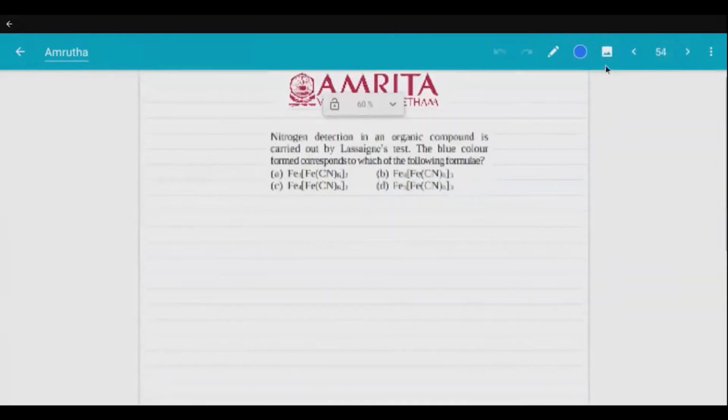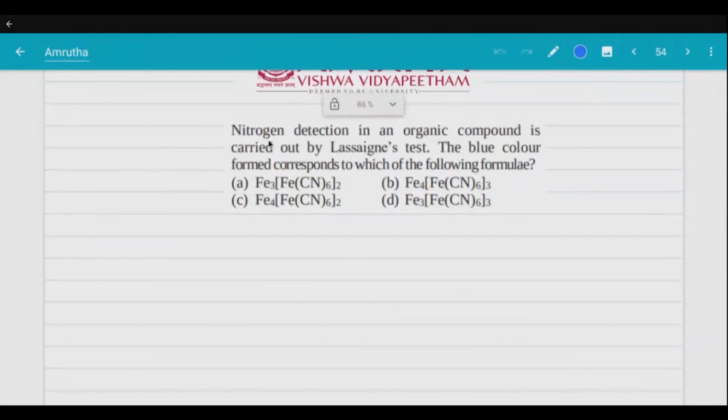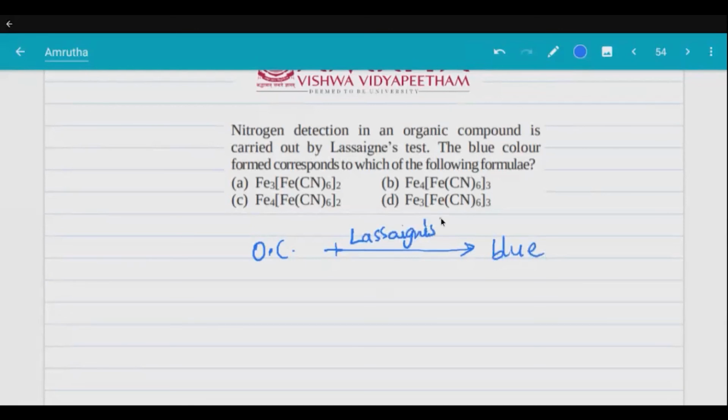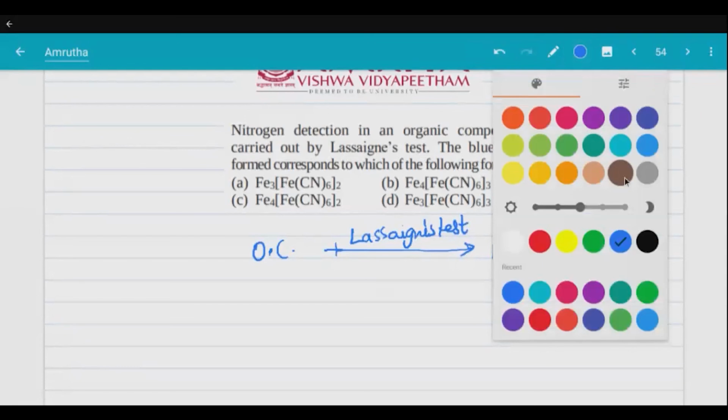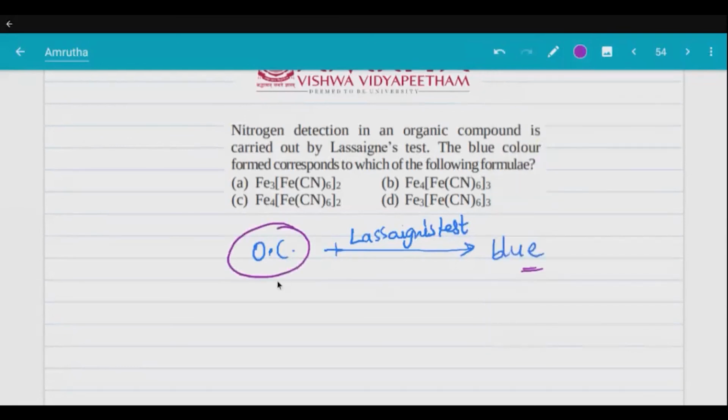Let us do this question, practical organic chemistry. Nitrogen detection in an organic compound is carried out by Lassaigne's test. So what is the blue color? If an organic compound gives no blue color in Lassaigne's test, it has no nitrogen. If any organic compound gives blue color, it must contain nitrogen. So this is the laboratory test to detect nitrogen.